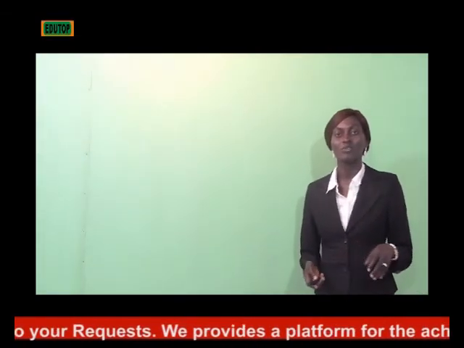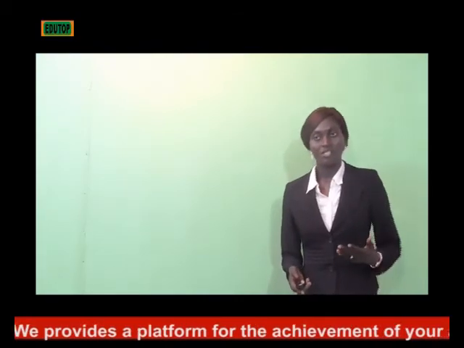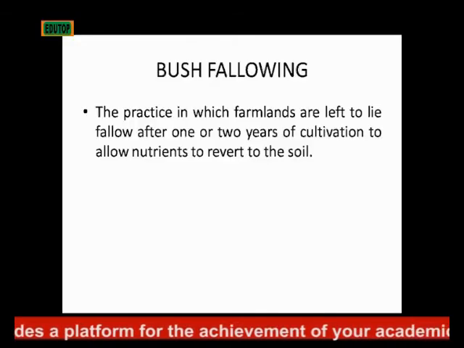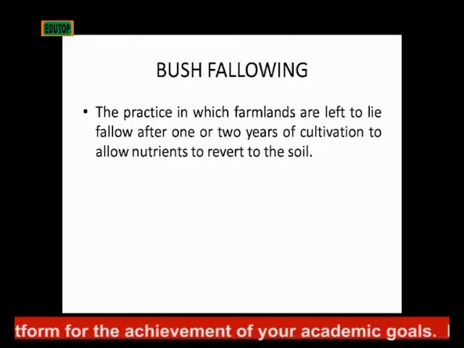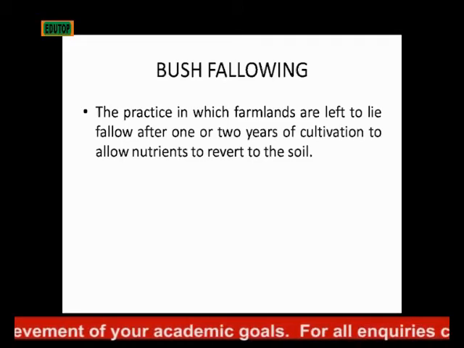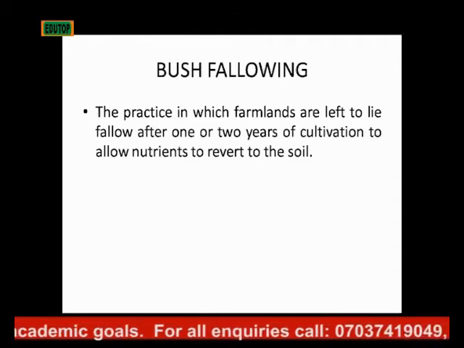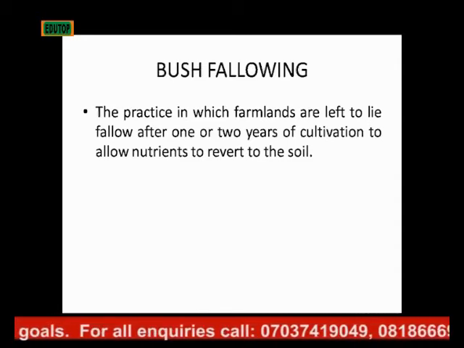Now the next way you can replenish lost nutrients in the soil is bush fallowing. This is a practice in which farmlands are left to lie fallow, like a break, after 1 or 2 years of cultivation, to allow nutrients to revert to the soil. Like you have been using your land and just give it a break. This season you are not planting anything on that land. You are doing bush fallowing. You are allowing it to rest so that it will replenish the nutrients it has lost.